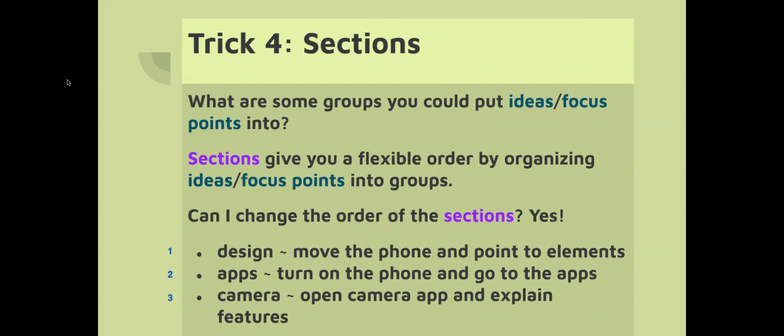Yes, I could do like this. I could talk about the apps first. I could talk about the camera second. I could talk about the design third. Doesn't matter. I could talk about the apps third. I could talk about the design first. It doesn't matter. I can just talk about whatever I want. Oh, and I see some students answered yes. Right.